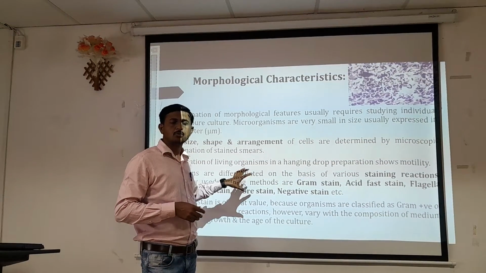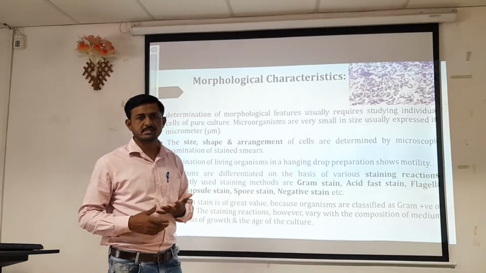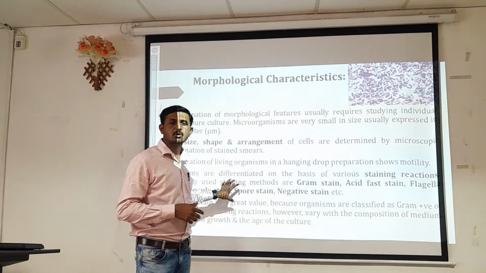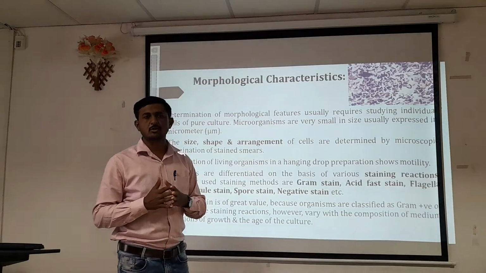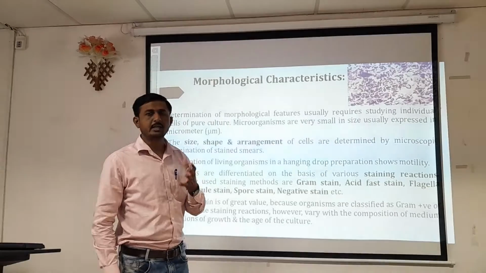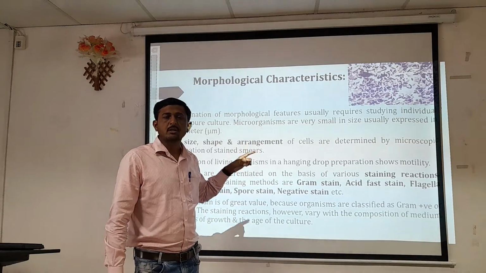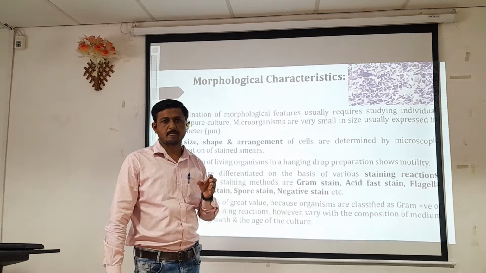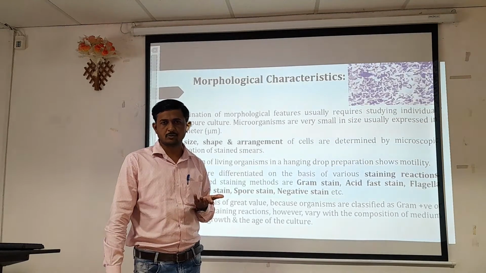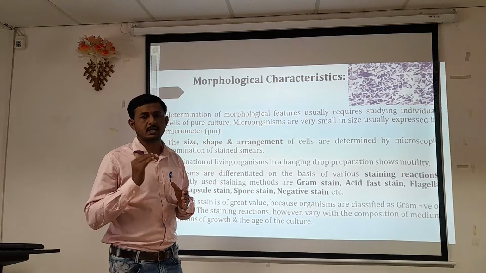Here we have to first add crystal violet, then safranin and a decolorizing agent, and after that we observe under the microscope. We can differentiate the organism on the basis of whether that bacteria retains the color of the primary stain or the counter stain. If they appear blue in color under the microscope, they are called gram positive bacteria. If they appear pink in color, they are called gram negative bacteria.